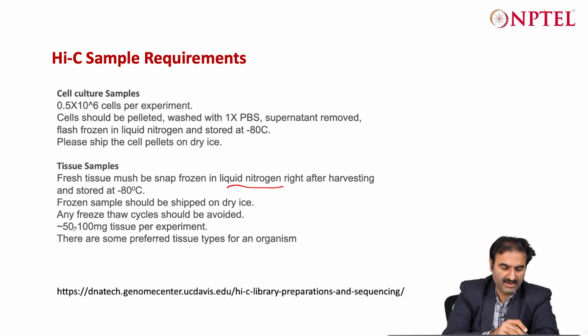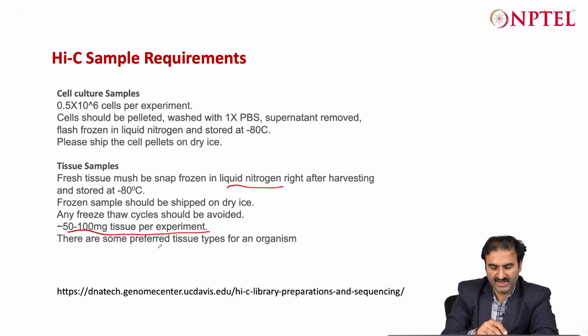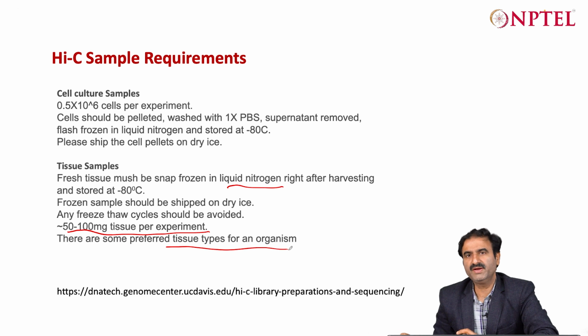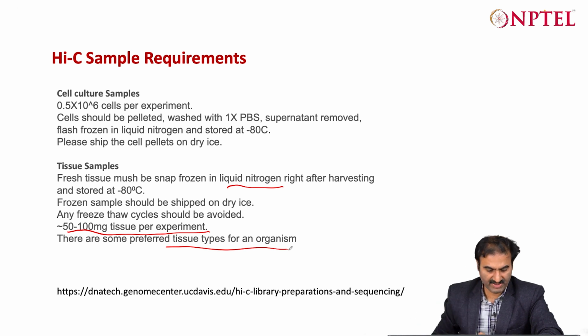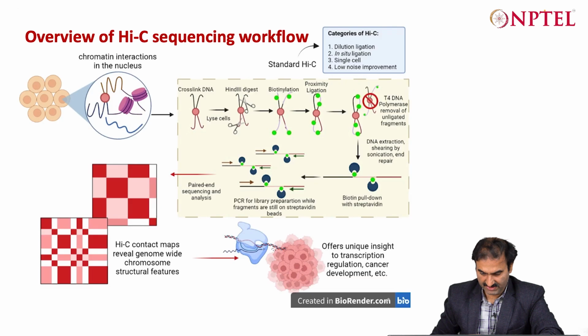About 50 to 100 mg per experiment may be desired, and you should select a preferred tissue based on the organism that you are going to pick, like leaves for plants, or heart or muscle tissue for human. These things you can know from the website or by contacting the vendor. Even cell cultures can also be done using Hi-C. More details about this are available here.